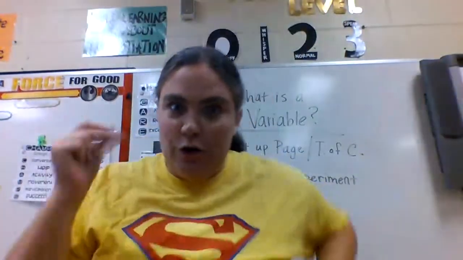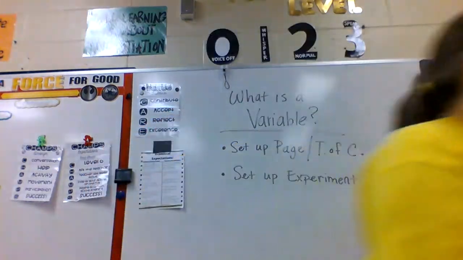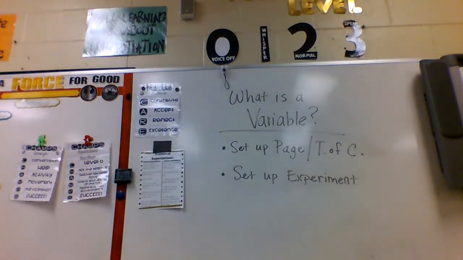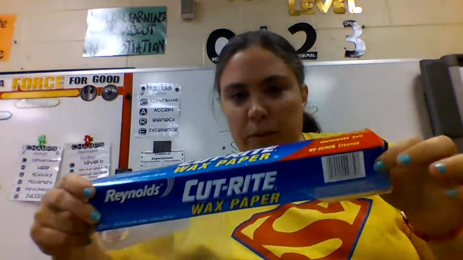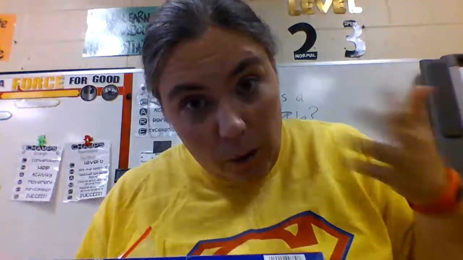So you're done with your journal, and what you're going to need today is a plate and a slice of bread. Don't eat it. It's for science. You're also going to need some wax paper. If you don't have wax paper, you can use some saran wrap. We really want to test the wax paper, so I hope you have some. If not, you can always watch the video with Miss Hudson.